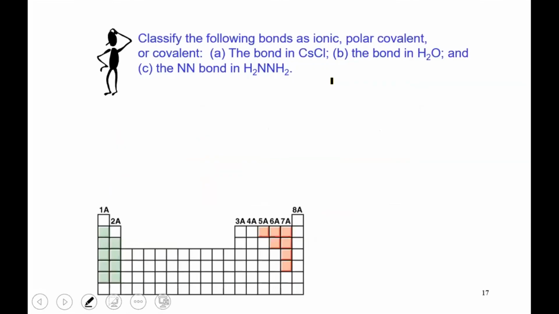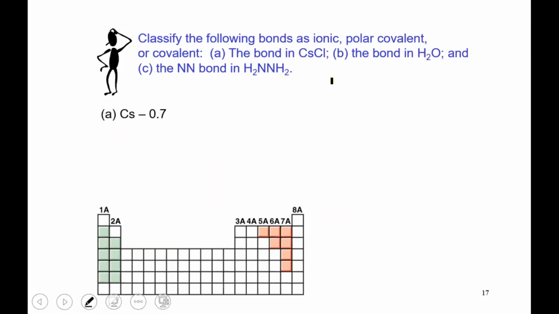I'm going to give you here 3 different compounds. A, cesium chloride. B, the bond in water, which would be the H-O bond. And C, the nitrogen-nitrogen bond in this compound, H2NNH2, which the way it's written tells you how the molecule is built, how the atoms are connected. All right. Again, remember the trends, right? And if you look up your periodic table, you should find the numbers in there. So let's do the first one here, cesium chloride.